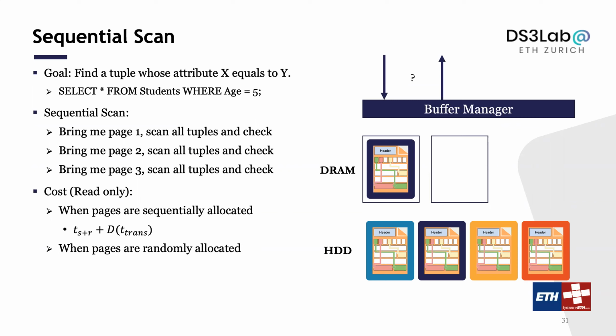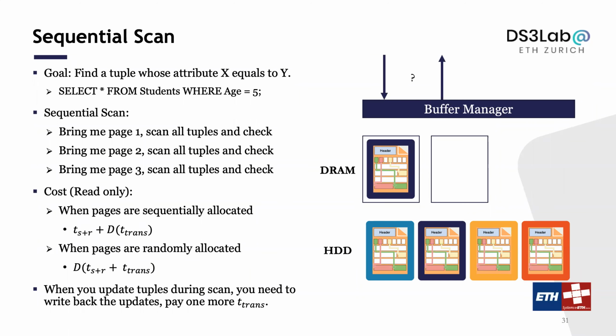When your pages are randomly allocated and you want to sequentially scan all those pages, for every single page you are going to incur one random access. In this case, you are going to pay D, the number of pages that you want to access in the relation: D units of seek and rotate time, and D units of transfer time. And when you need to update tuples during the scan, you need to write back the updates, and you will pay 1 more unit of transfer time.